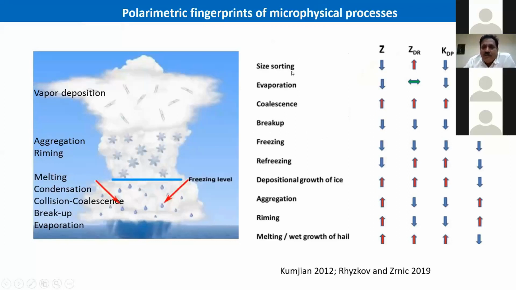So these are the different microphysical processes, and we look at these parameters, whether they are increasing or decreasing or remaining constant. These parameters actually contain the imprints of microphysical processes. By looking at these parameters, we can say what kind of physical process is occurring inside the cloud.